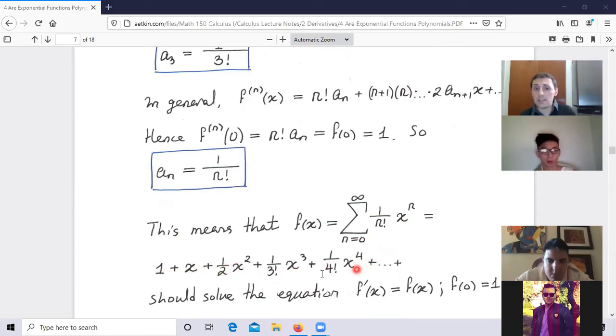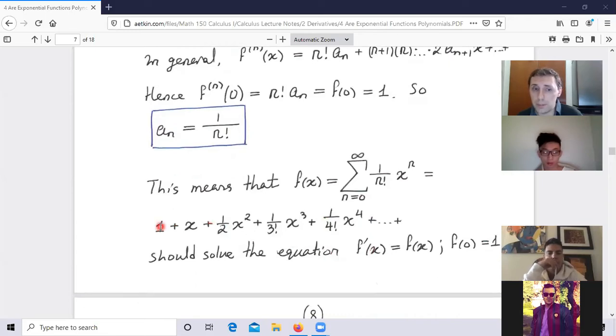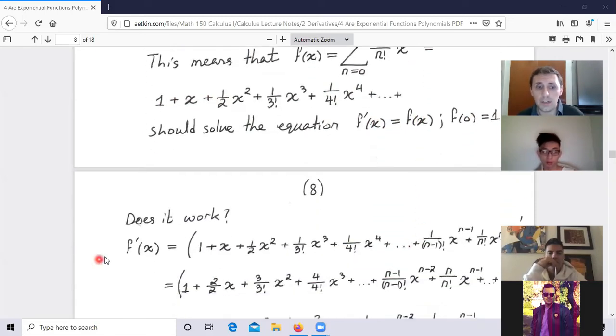And this, we believe, will solve the equation, the derivative of the function equals the function, and plug in 0, it gives you 1. Right? Plugging in 0 gives you 1, pretty clear. You see the 1 here in front. Plug in 0, all the x's disappear. You're just getting the 1. So the second part is satisfied. What about taking the derivative of this function? Okay. Take the derivative of this function.